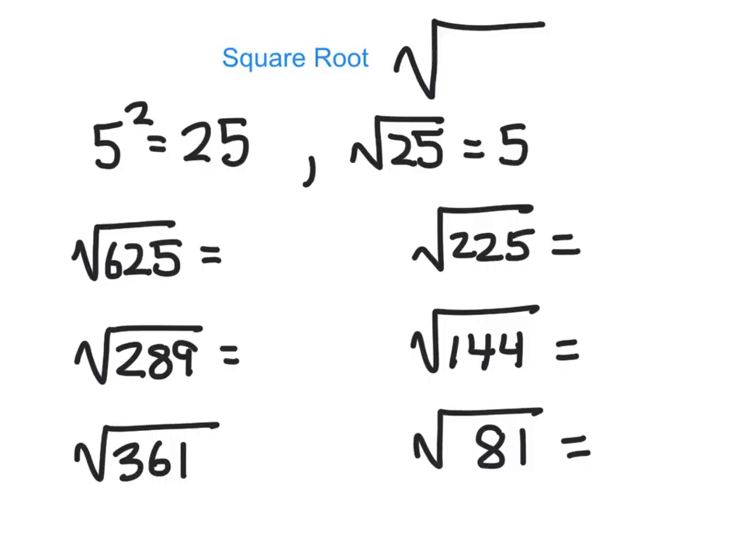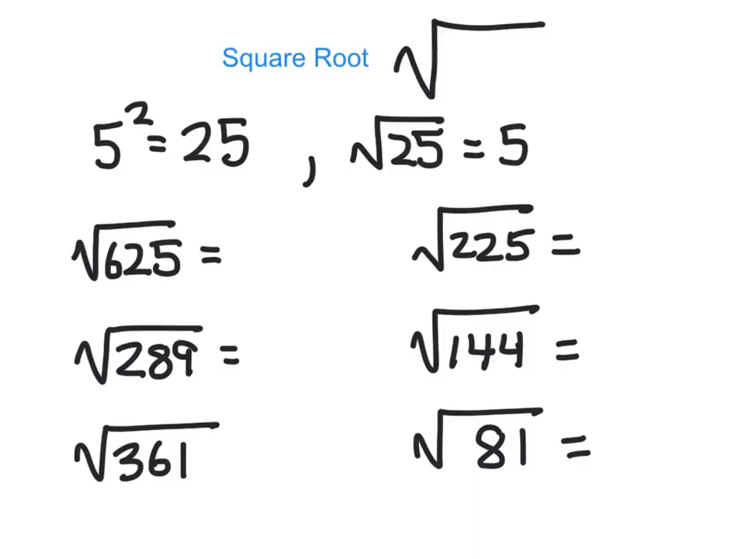Now let's talk about square root. Square root is the inverse operation to squaring a number. Just like division is an inverse operation to multiplication, or subtraction's an inverse operation for addition, this works the same way. So for instance, if I have 5 squared, we know that equals 25. Well, if I take the square root of 25, what that means is what number times itself would equal 25. And so the answer would be 5.